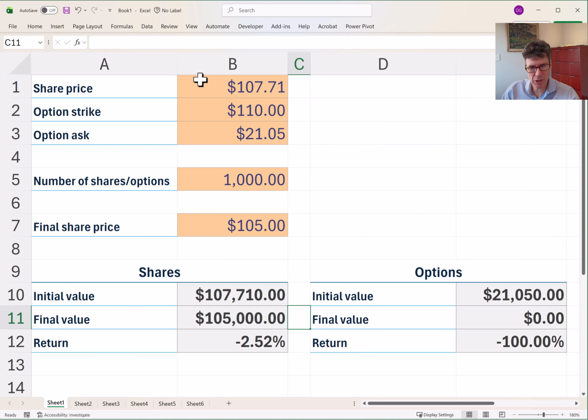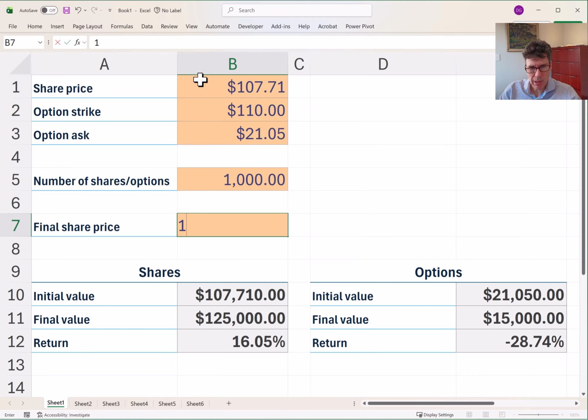Okay, so we have this spreadsheet now where we can look at a final share price of 105, a final share price of 125. So here, with the share investment, we go from $107,000 to $125,000, a return of 16%. For the options, we go from $21,050 to $15,000. Again, each option is going to pay out 15, times 1,000, $15,000. Again, we lose almost 30%. So negative 28.74% is our return.